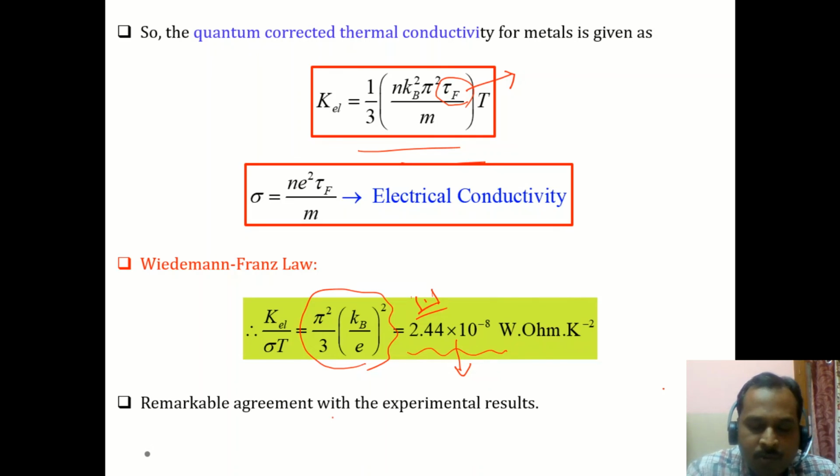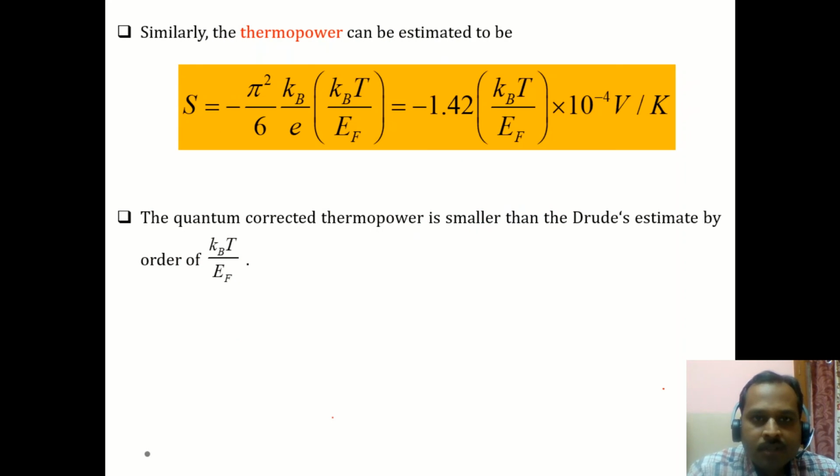First one was what? We could distinguish between the metals and the insulators in terms of their electrical conductivity. Second thing is that we can have a remarkable agreement with the experimental results for the Wiedemann-Franz law. Then let us calculate the Seebeck coefficient or the thermal power. So if you do this proper substitution, then this is the expression for the Seebeck coefficient, or we also call it thermal power, which is the ratio between the thermal current density to the electrical current density. So this can be written after doing the quantum corrections.